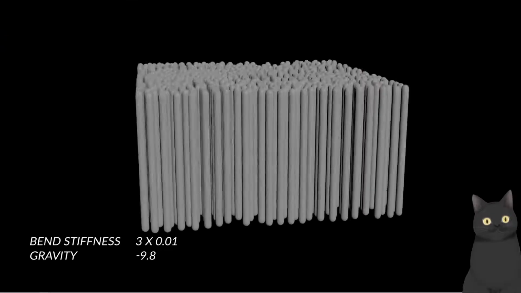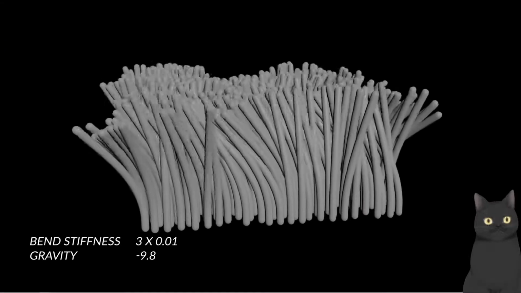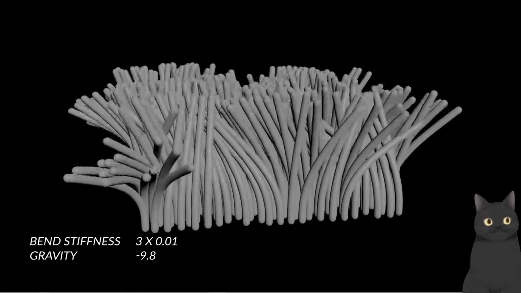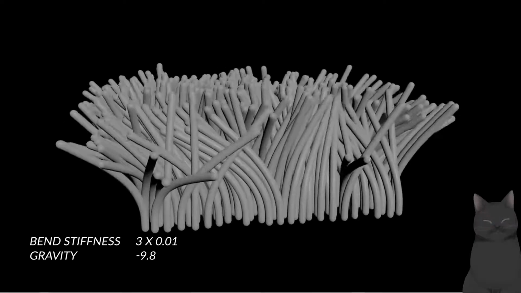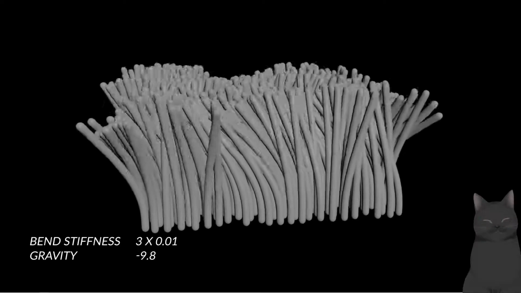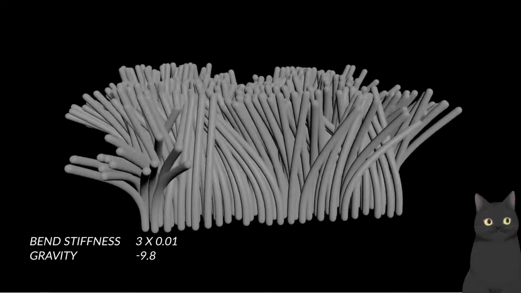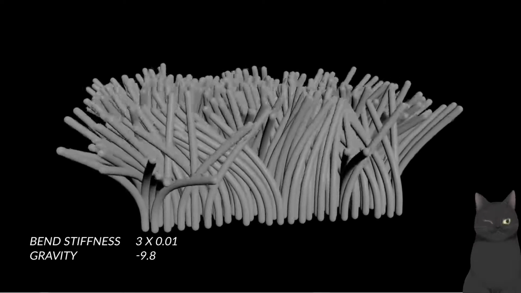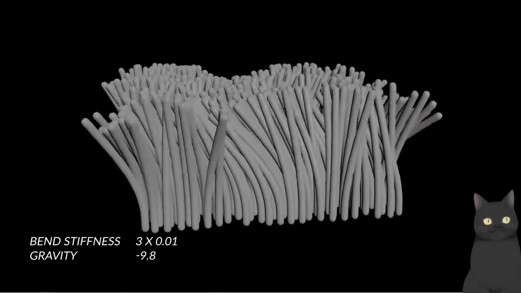We'll talk about this in a minute. Back to the Vellum settings. If we keep gravity checked on, something we can do is alter our bend stiffness. This will prevent the hairs from being able to bend and fall over themselves. Let's jump to a higher value such as 3 times 0.01. Now we get some nice grass-like behavior without our hairs collapsing.